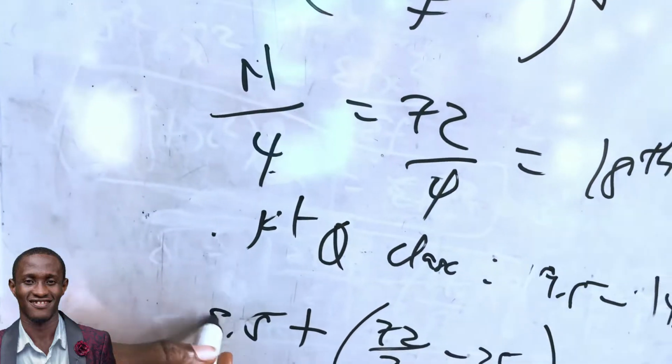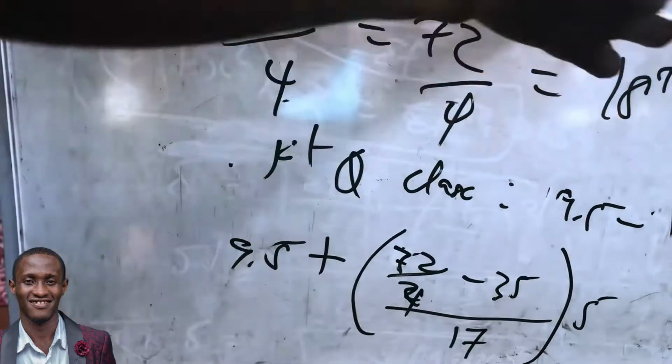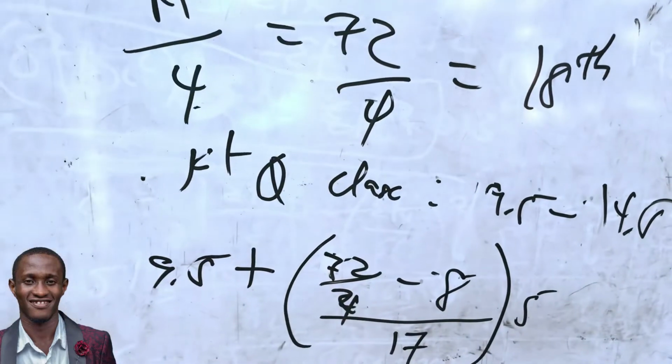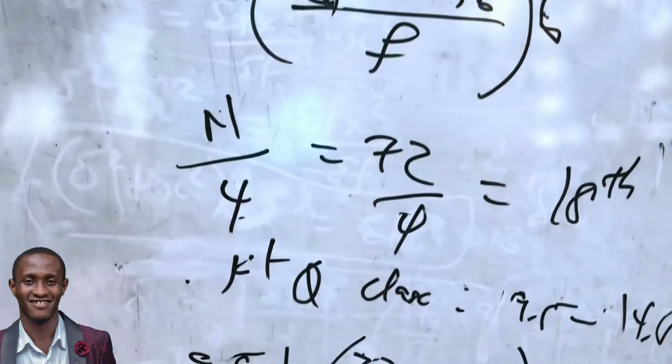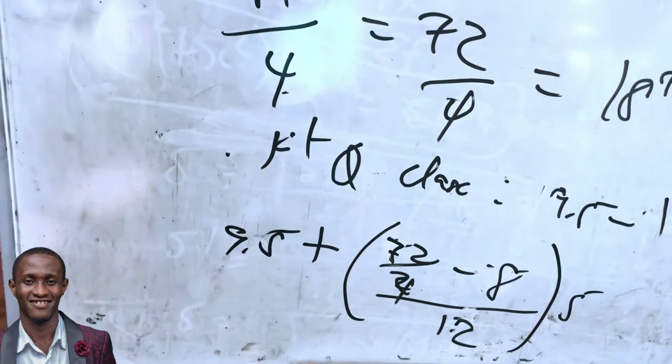So this will be 9.5 plus 72 over 4. What is the cumulative frequency before? It is 8. So it means that we'll change this 35 to 8. What is the frequency of that class? It is 12. So we change this to 12. The interval is still 5. So we use that to find the first quartile.